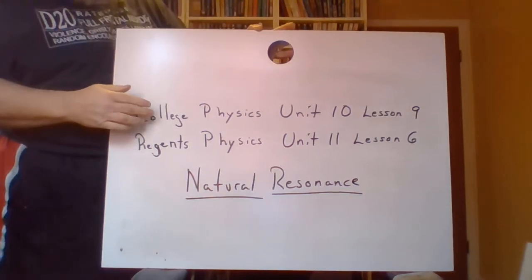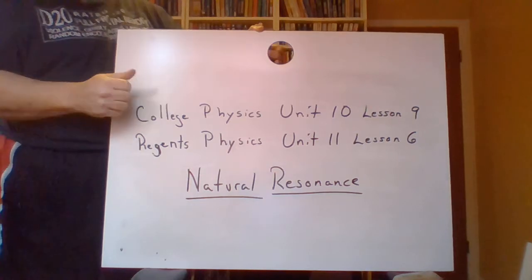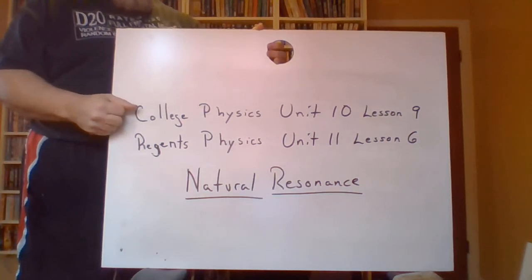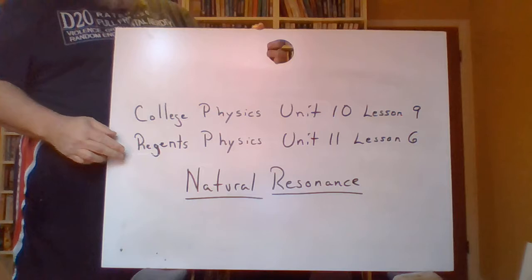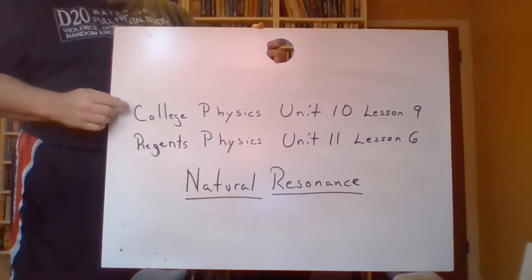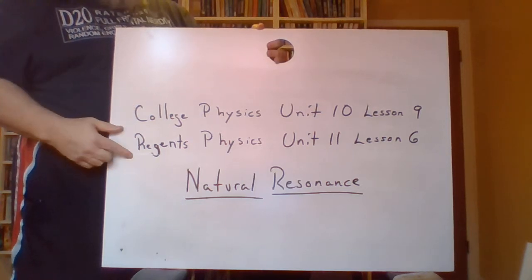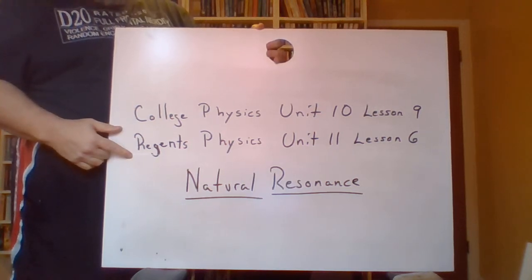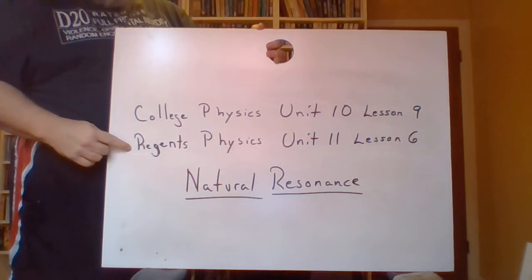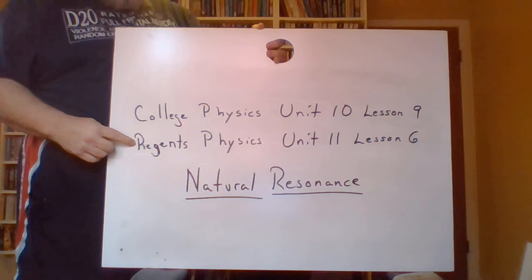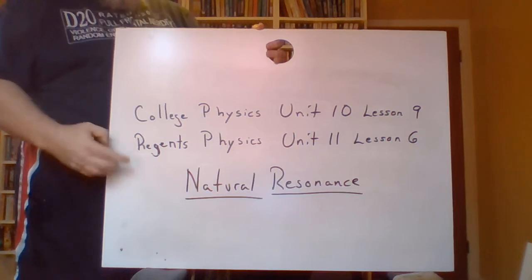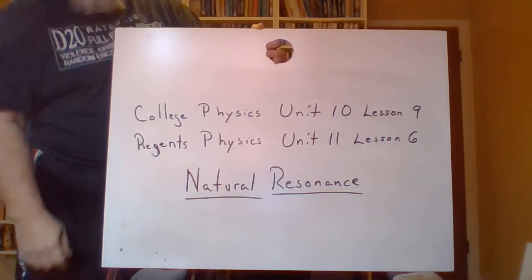So for the college physics class, this is Unit 10, Lesson 9. It's the second to last lesson in the unit. We have one more lesson after this on the Doppler effect. And then for the Regents Physics class, this is Unit 11, Lesson 6, and this is definitely your last lesson in this unit, okay? So we're going to be talking about natural resonance.